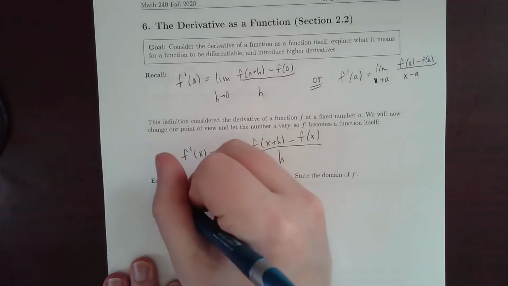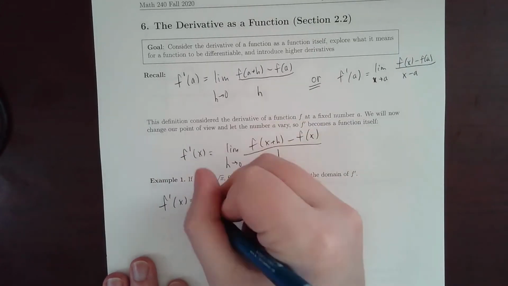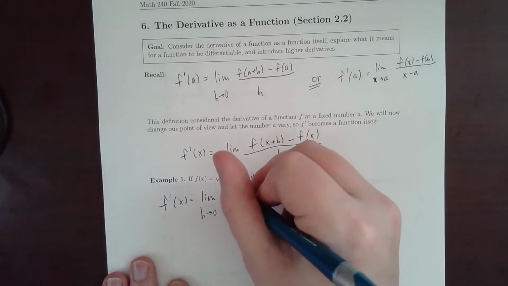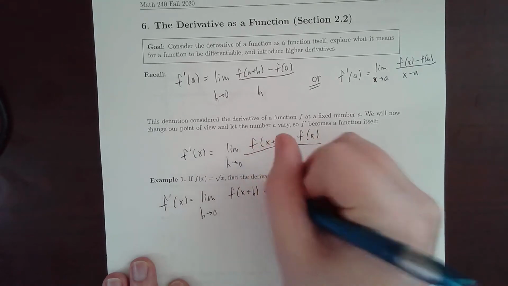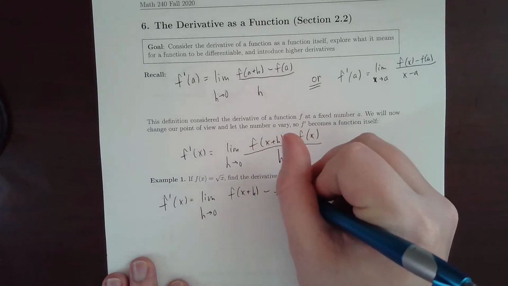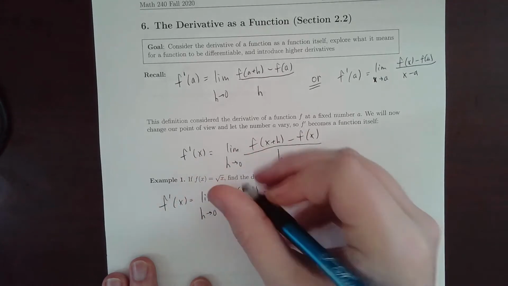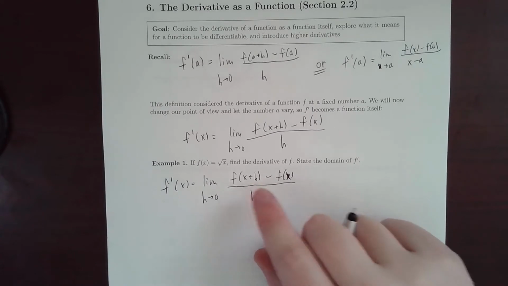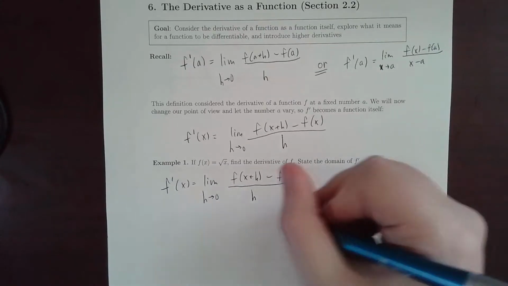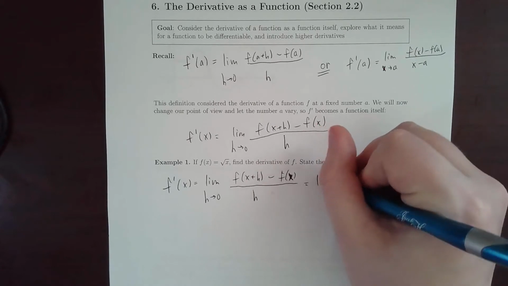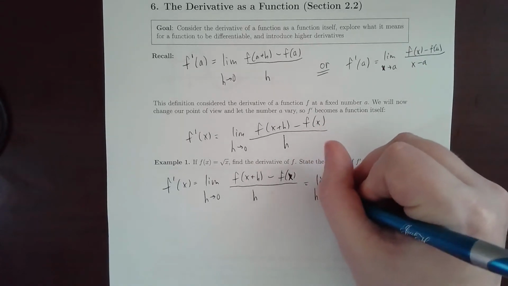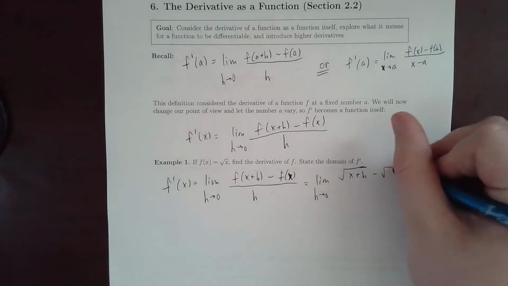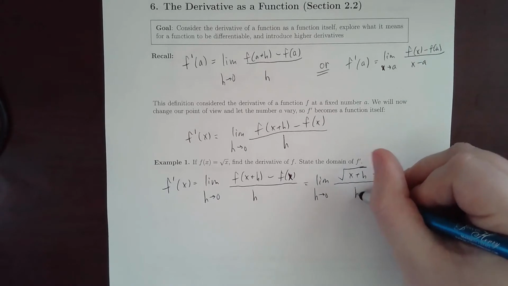Then f prime of x will be the limit as h approaches 0 of f of x plus h minus f of x all over h. Remember, when we plug in something like x plus h, that means anywhere there's an x, we replace it with x plus h. So this becomes the limit as h approaches 0 of the square root of x plus h minus the square root of x all over h.